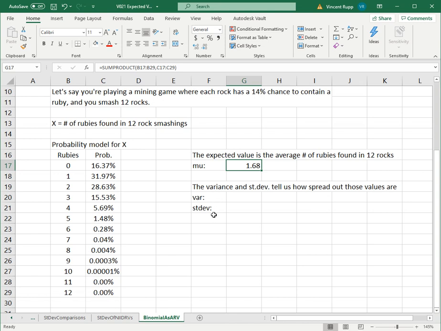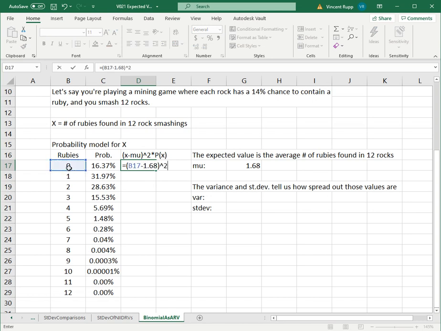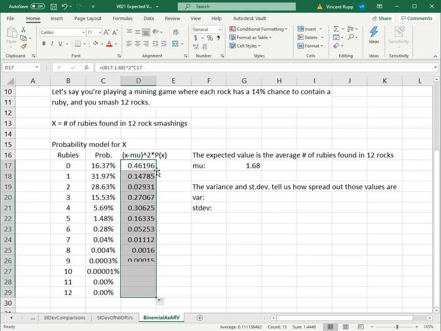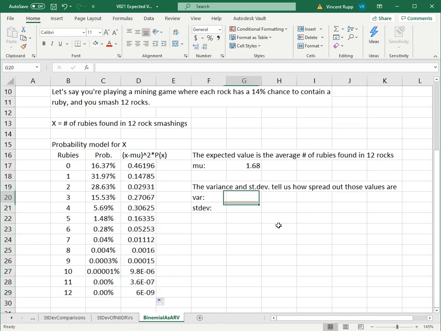And then similarly, the variance and standard deviation we can calculate. We need to do the x minus mu squared times p of x to get that started. And then you do this like we've done before. x minus mu is 1.68, squared, times the probability. And you can do this, then you can copy this formula down. And then the variance you get just by adding all of those up. And the standard deviation you get by square rooting that. So that gives you the expected value and standard deviation of a binomial random variable.